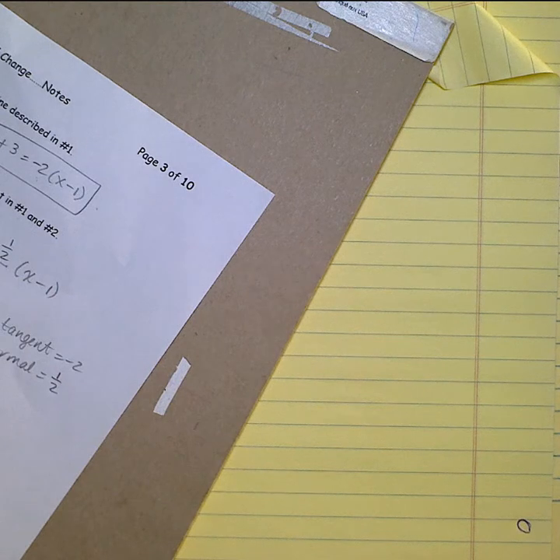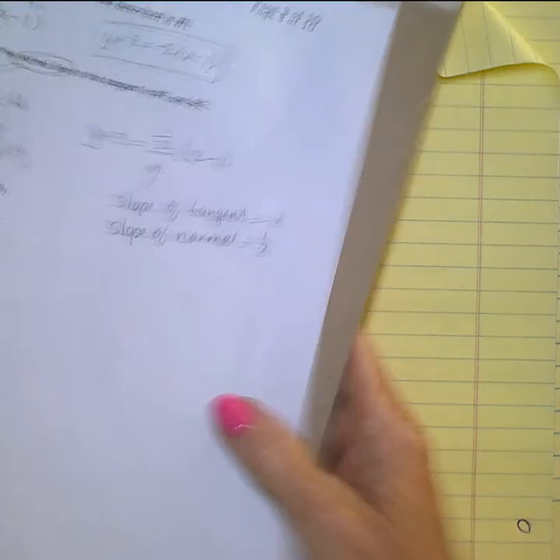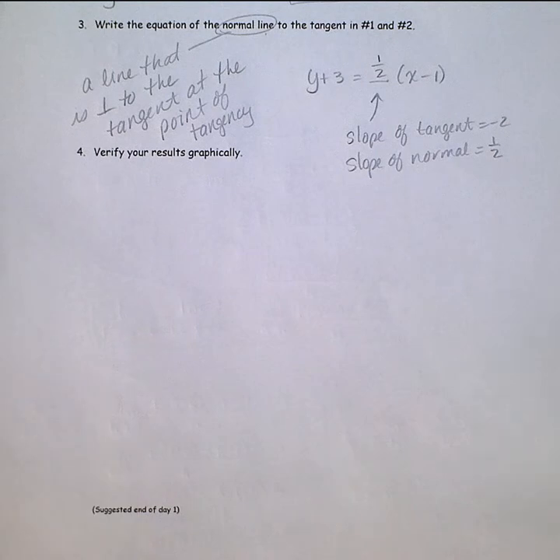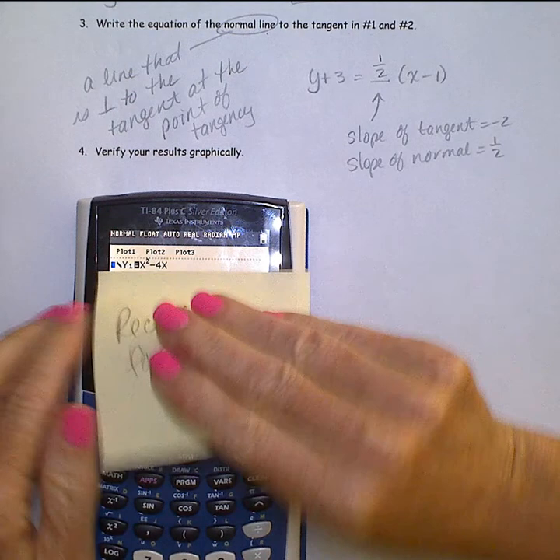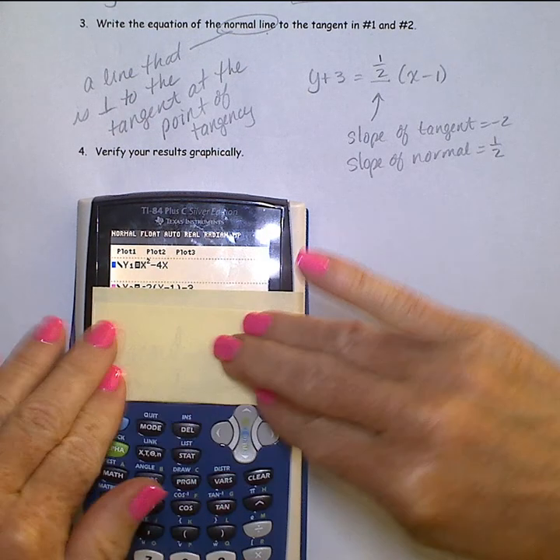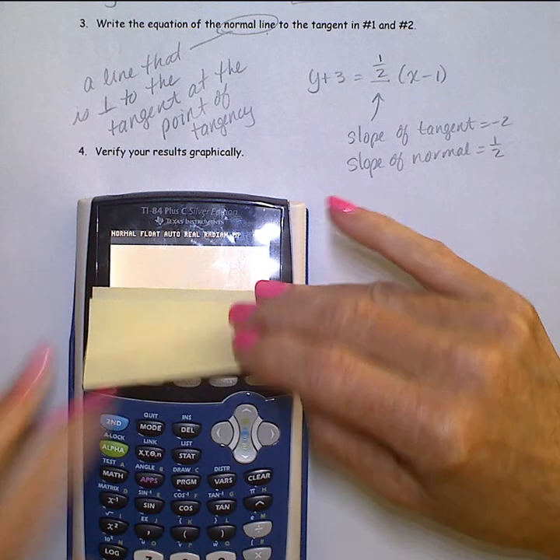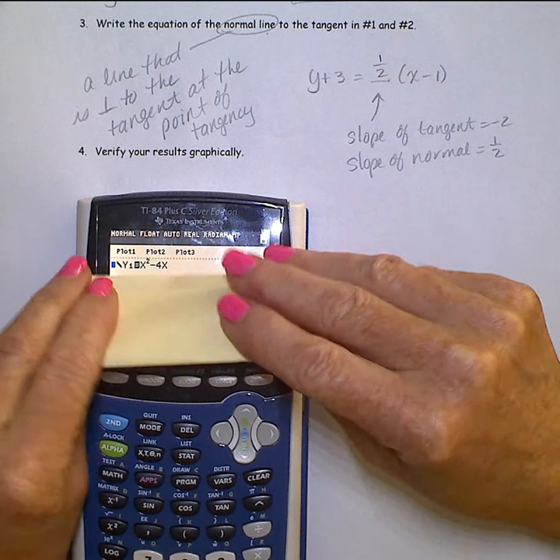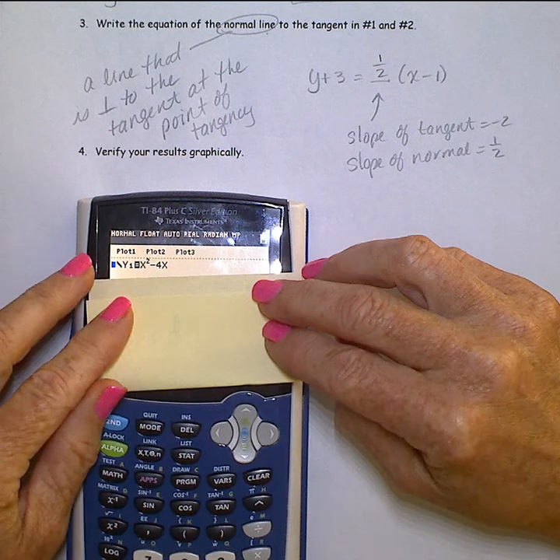Okay, I want to show you some things in your calculator. I think we've talked about this before, but I'm not sure, and I just want to show you a couple of things. So, y1, put that in as the original function. X squared minus 4x.